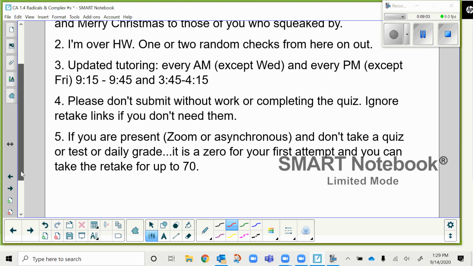If there's a retake in the assignments or the classwork tab and you don't need it because you didn't fail, just pass it on by, okay? You just ignore the retake links. If you don't need it, you don't have to submit it with nothing. Just let it go. And then the last announcement, if you are present, whether it was during Zoom, a lot of people stay for all of Zoom, a lot of people check in, they wait to know that I've marked them, and then they whoosh right out of Zoom, never to be heard from again.